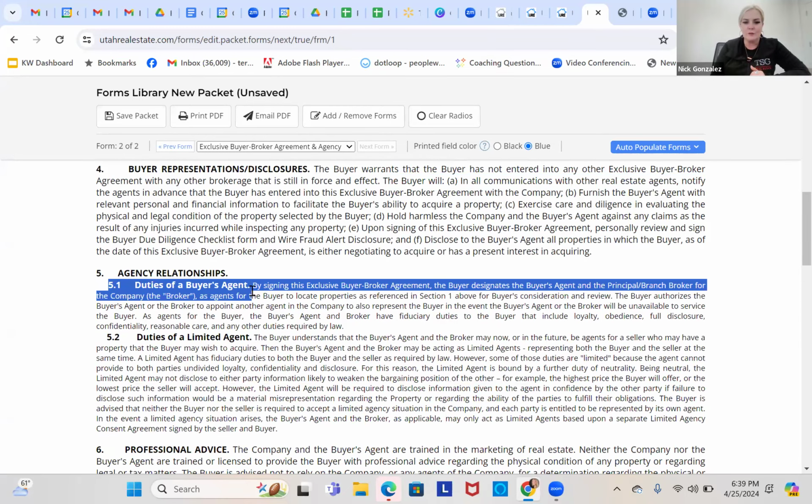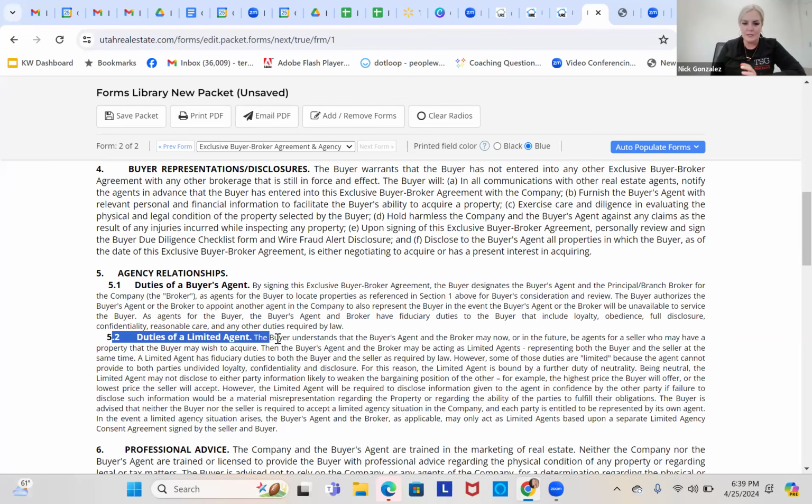Agency relationship. I explain on this one the duty of the buyer's agent: I'm representing you 110% in your interests as a buyer. There will be a seller's agent involved that represents the seller 110%, looking out for the seller's best interest. There is also what we call a limited agent, where we represent both parties. Therefore, we're very limited. We have to be neutral in the things that we say and do. I also like to remind them that if we were to get into this, there is another agreement that we would have them sign, so they're absolutely going to know if we're representing both parties.